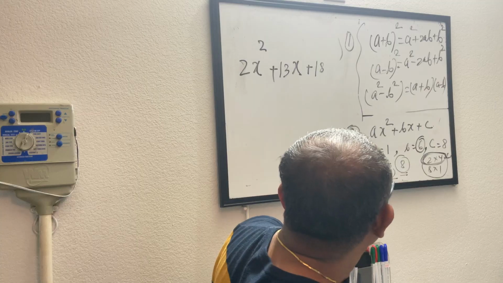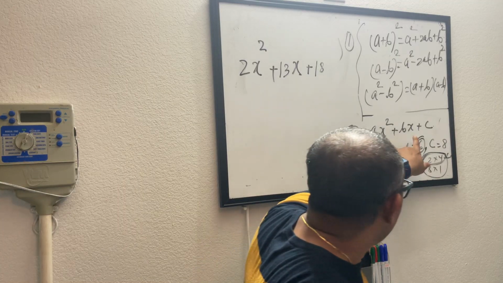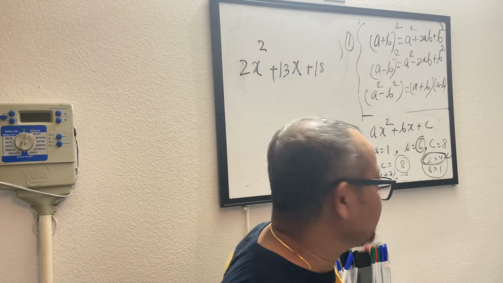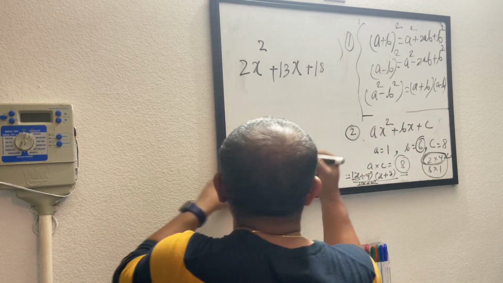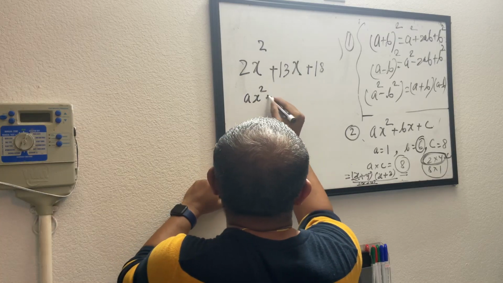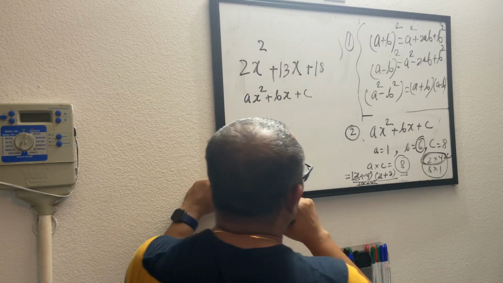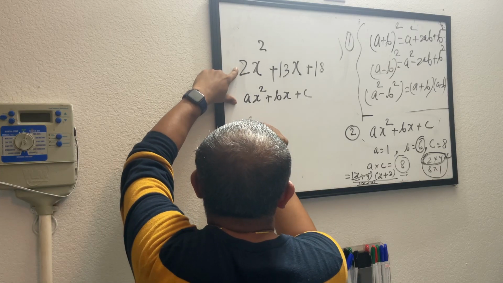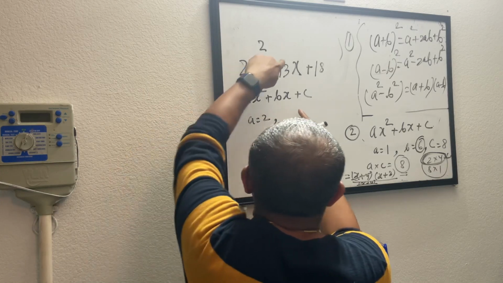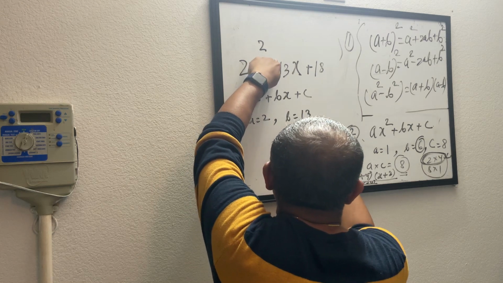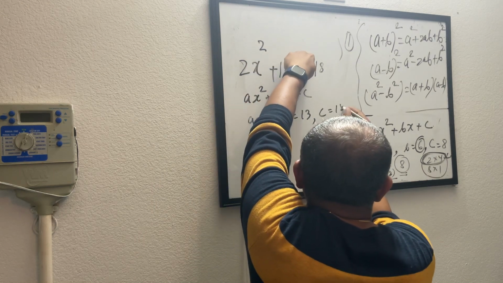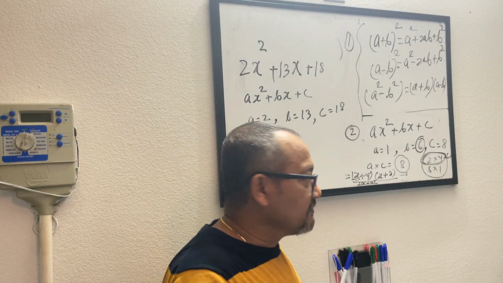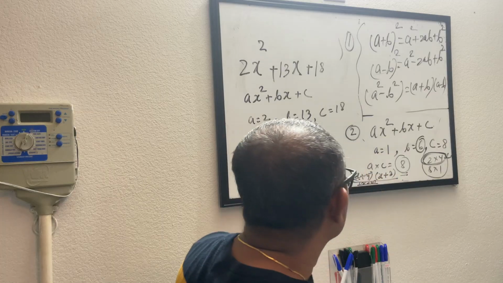Then, second approach, meaning I have to map it with my standard form of the quadratic expression. What is my standard form of the quadratic expression? Ax squared plus bx plus c. This is my standard form. Now, what is my a with respect to this expression? A is equal to 2. Okay. What is my b? B is equal to 13. What is my c? C is equal to 18. So far, nothing magical. Okay. This is the standard form of the quadratic expression that we have noted down, and we just found out these coefficients.